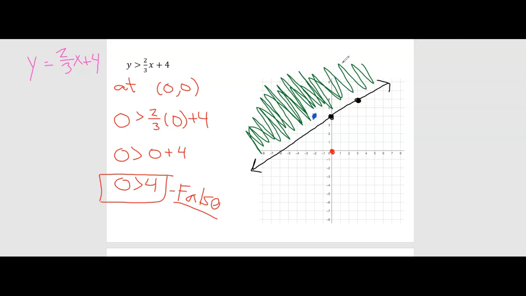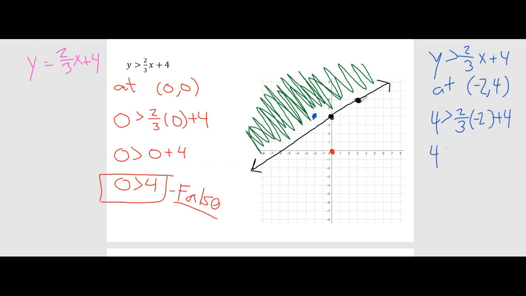let's choose this point, -2, 4. So if I have my inequality at -2, 4, I'm going to get 4 is greater than 2/3 times -2 plus 4. This is going to give me 4 is greater than -4/3 plus 4. Again, if you multiply a fraction by a whole number or an integer, you multiply the numerator by that integer.